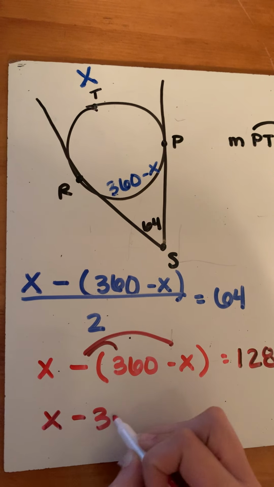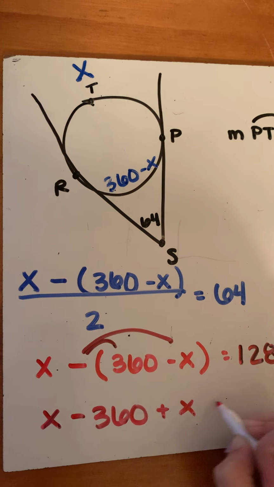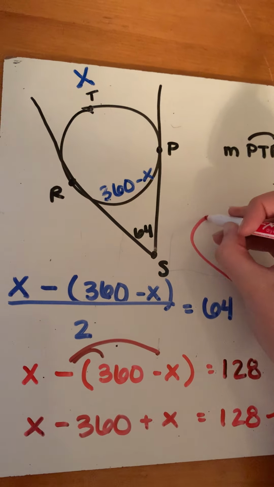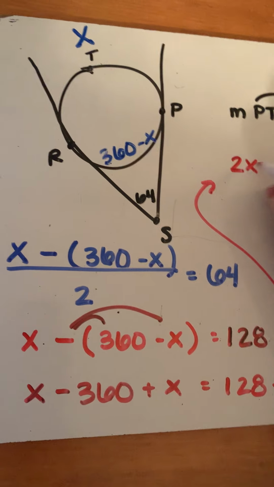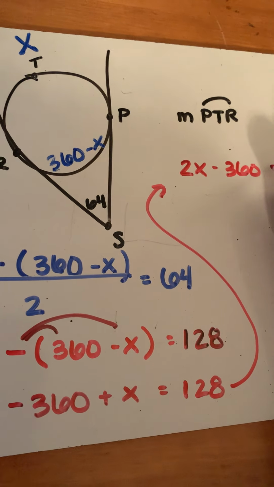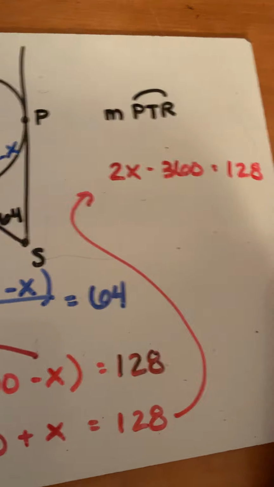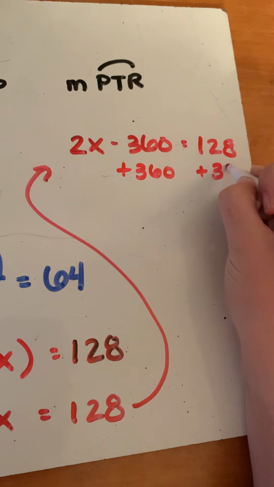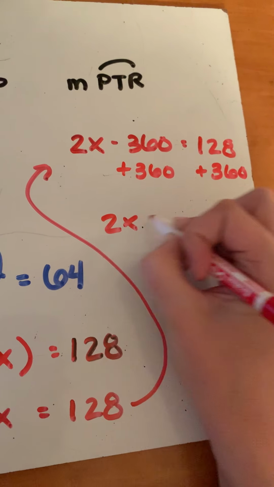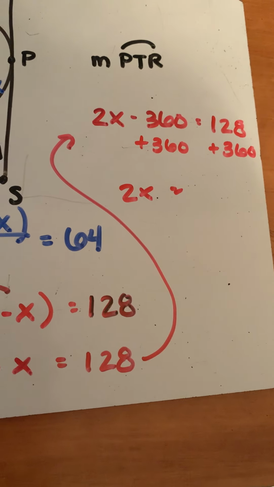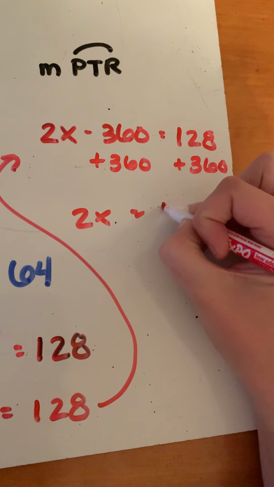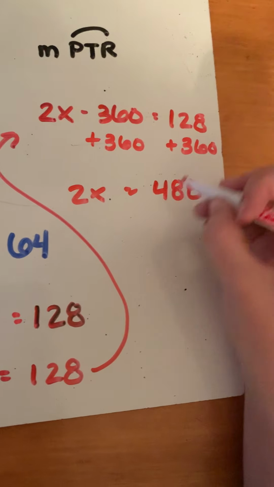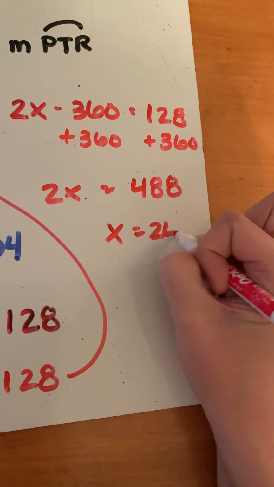X minus 360 plus x equals 128. All right, I'm gonna combine. I'm gonna go up here, combine some like terms. I've got 2x minus 360 equals 128. I'm gonna add 360 to both sides. 360 plus 128, 488, divide by 2, and I get x is 244.